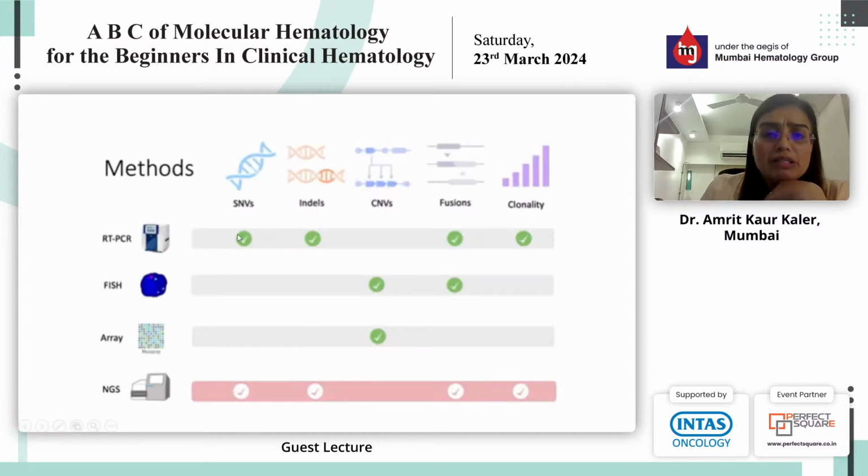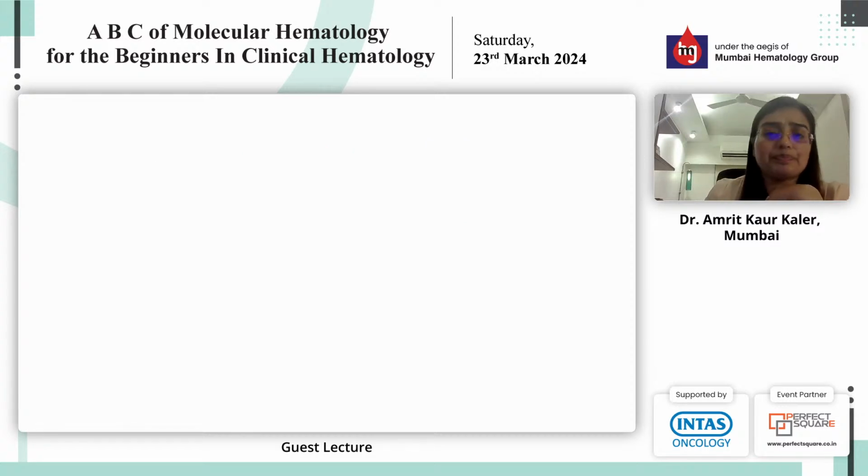So what are the methods? If we are looking at a single gene mutation, RT-PCR is the best way to deal with it, and even Sanger. And Indels are something picked up by RT-PCR. RT-PCR can also pick up fusions and even the clonality. But FISH is able to pick up only fusions and CNVs. So this is important to know. When we look at arrays, we are actually looking at copy number variations. And if it is NGS, it is looking into all the different types of abnormalities, except the copy number variations, for which we might have to go to MLPA.